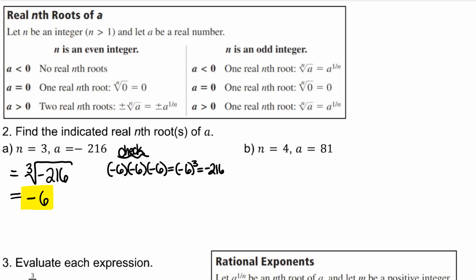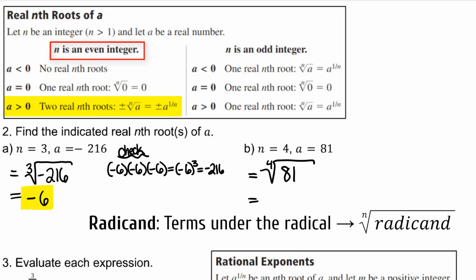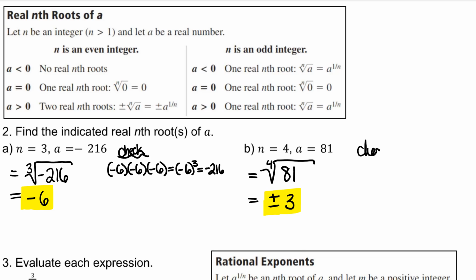For part B, your root is 4 and your radicand is 81. We have an even root and a positive radicand. That means our answer should be two real roots, positive 3 or negative 3, because the 4th root of 81 is 3.